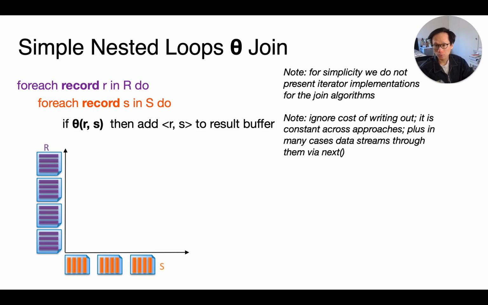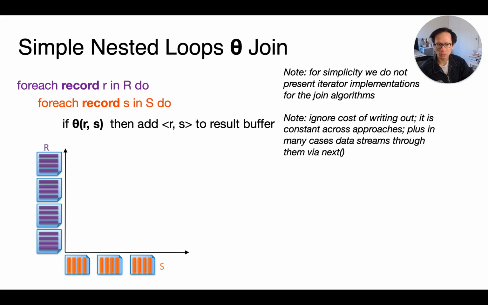We will start with the simple nested loops join algorithm, which is pretty much the simplest algorithm you can imagine. There's a note here on the right for simplicity. In particular, we are not going to present an iterator-based implementation for these join algorithms, as it does complicate the discussion a bit to think about how to implement these as an iterator. So we will just for now show them as a standalone algorithm.